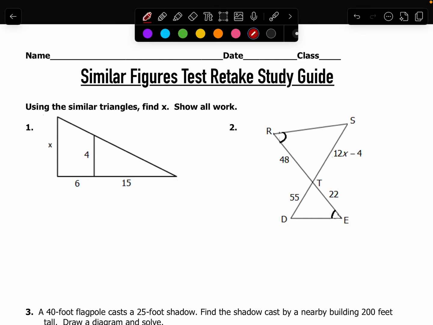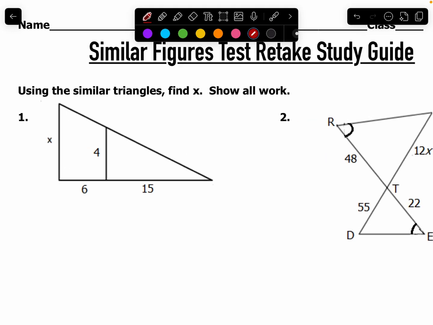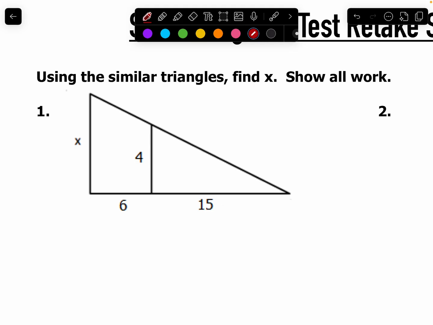Similar figures test retake study guide. Number 1, using the similar triangles, find x, show all work. All right, so as you can see, these triangles are stacked pretty easily. So we see here that we can set this up as x over 4.